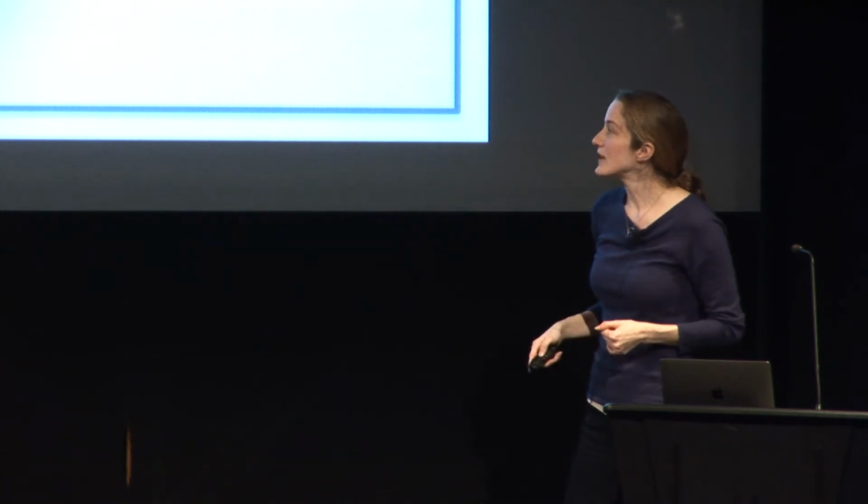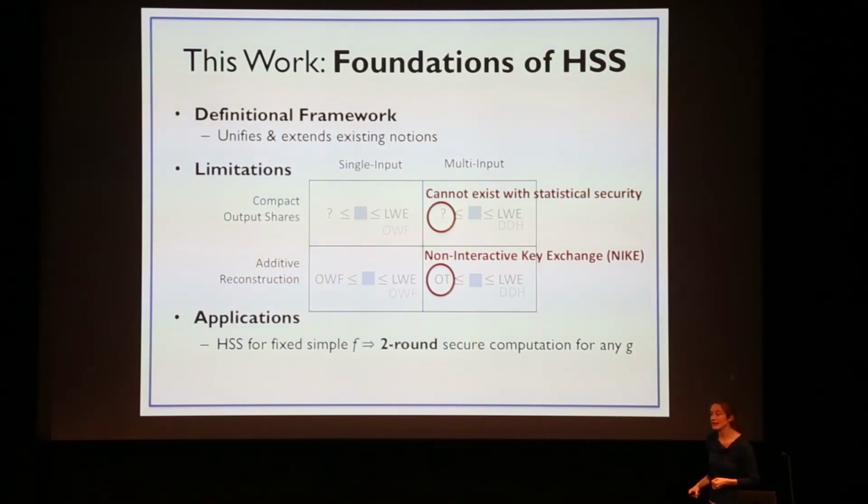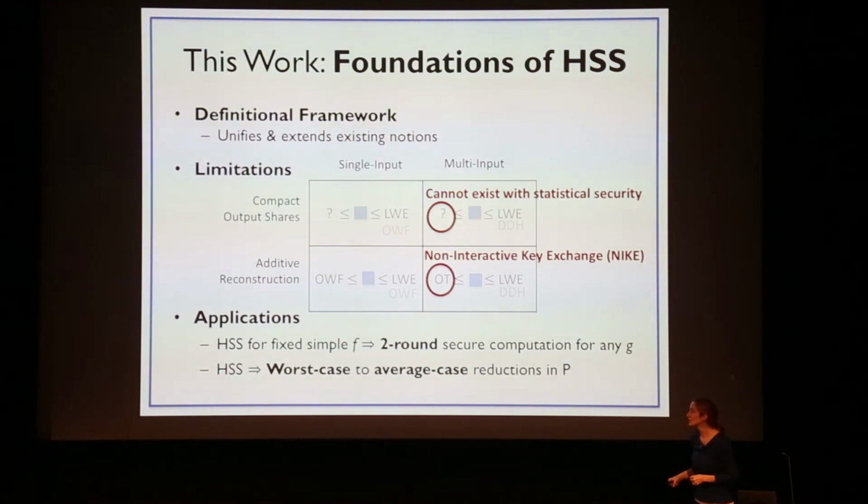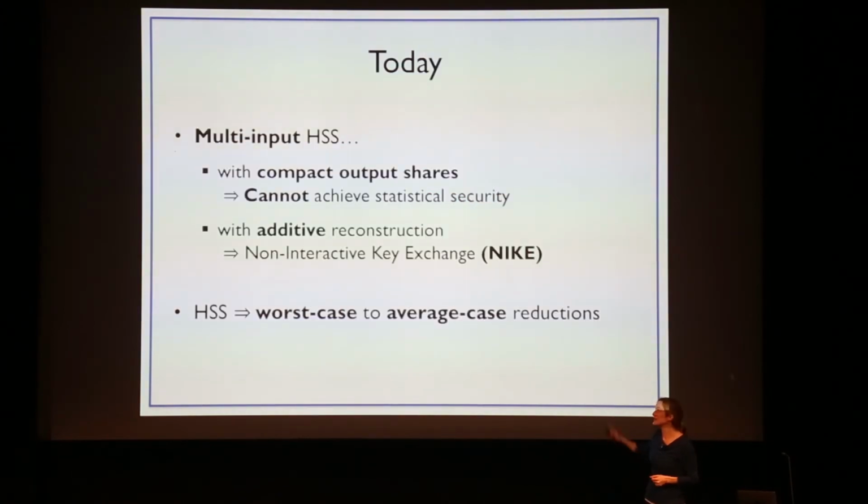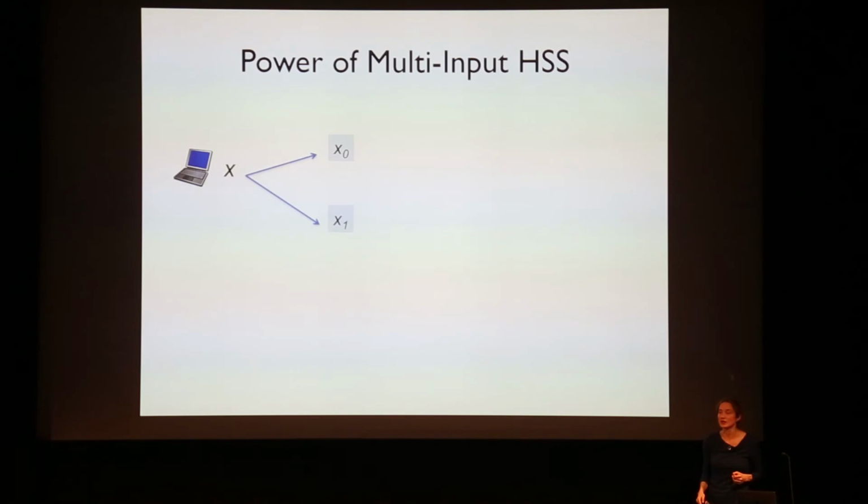Then we give two different applications. The first is that if you have homomorphic secret sharing for a specific simple function, then you can plug this in and get a really low round complexity, a 2-round secure computation protocol for any function. The final one is an application to worst case to average case reductions in P. This is clearly delusional, but let me see what I can get through. I was hoping to do the negative results and a bit about the average case, worst case reduction.